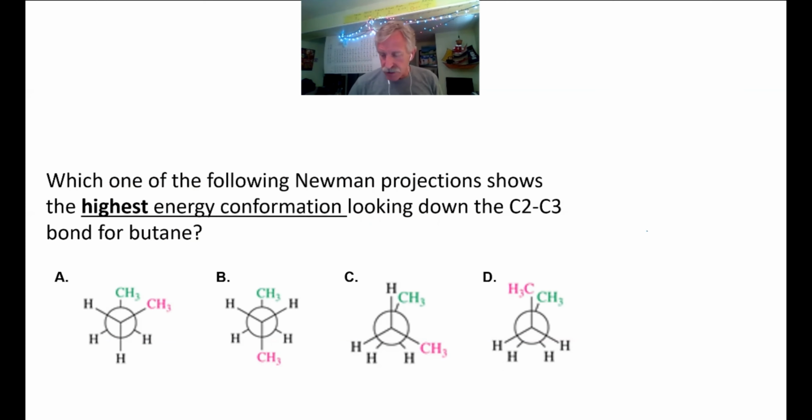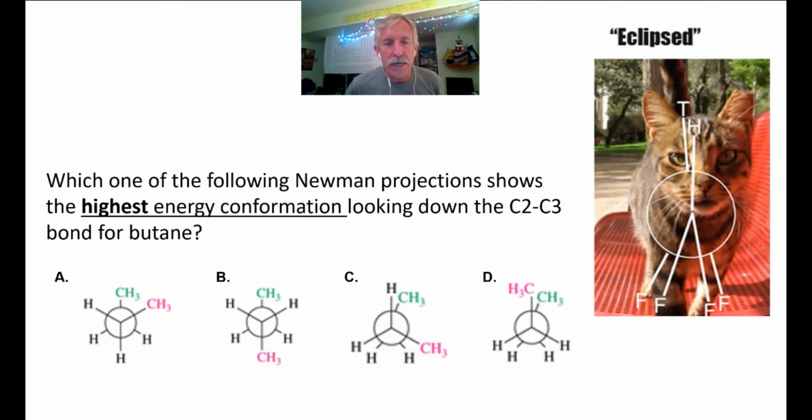And the correct answer is, according to Newman the cat, having the tail and the head eclipsed is the worst scenario you could possibly have. So this is the Newman projection looking down that 2-3 bond. That would be the highest energy conformation. All the other ones are possible still, and there are some others that are eclipsed, and some that are staggered, and some of these that we see here are not all the same energy as well. So as we get bigger molecules, we're going to try to look at different things.